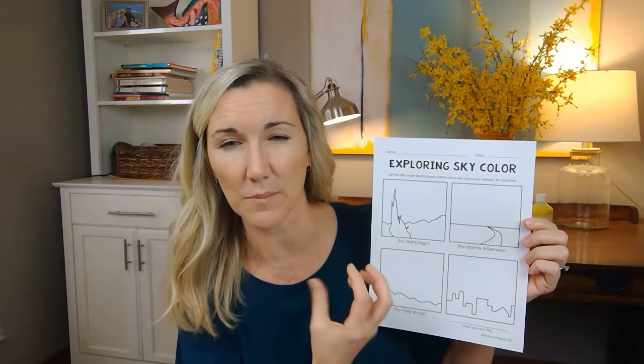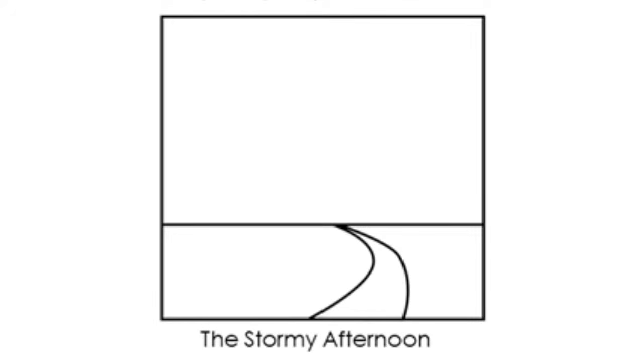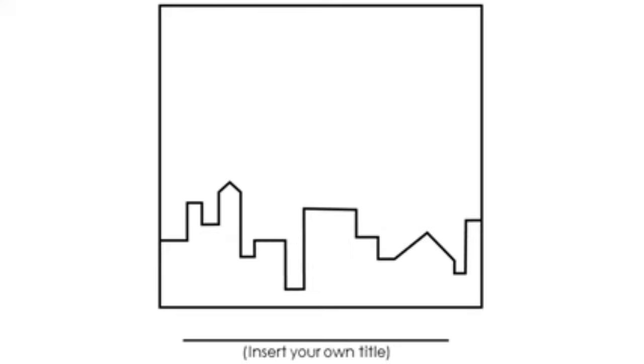They're going to let the title of each picture really control the personality of that sky. So the first one is the Starry Night. The second one is the Stormy Afternoon. And then we have the Fiery Sunset. And the last one is kind of fun. They have the opportunity to insert their own title. So if there's a type of sky that they've been thinking about that they really want to try, this is a great option to give them some time to express that.